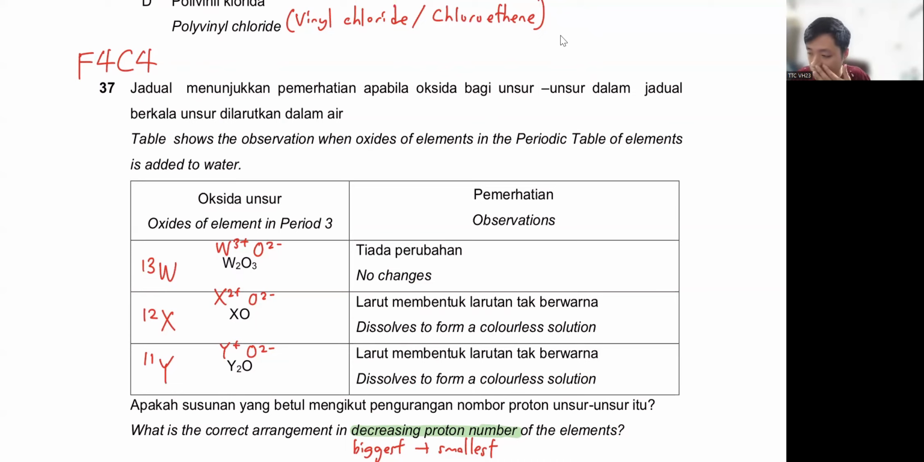This one, you just have to know they're talking about decreasing proton number. So you have to know the charge. This one is talking about period 3, right? So in period 3, what happened?